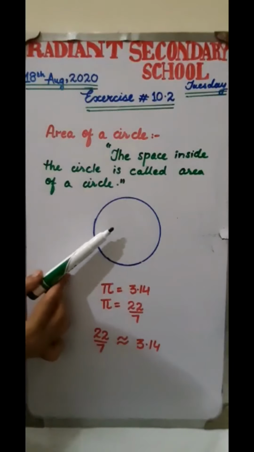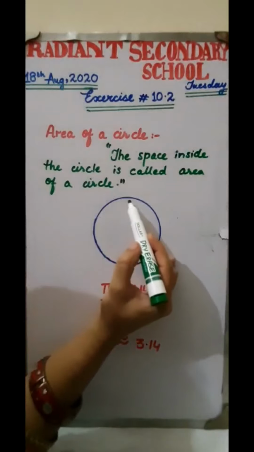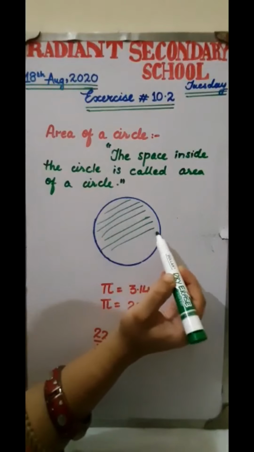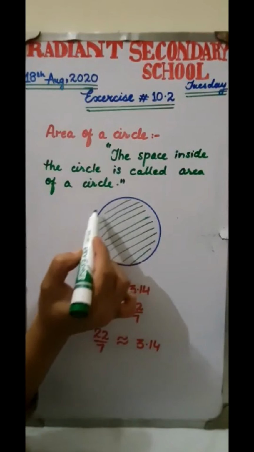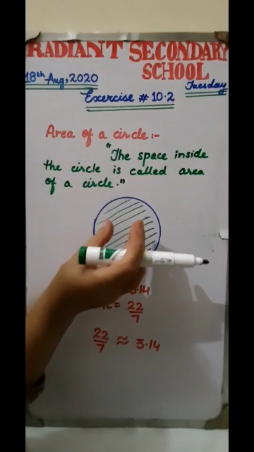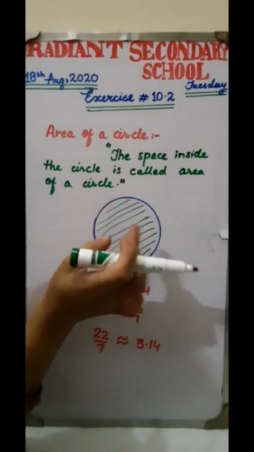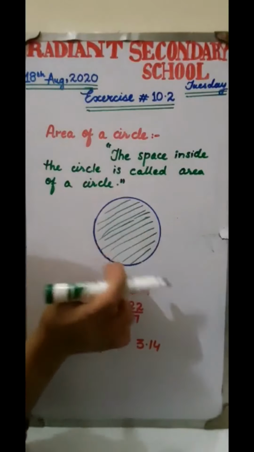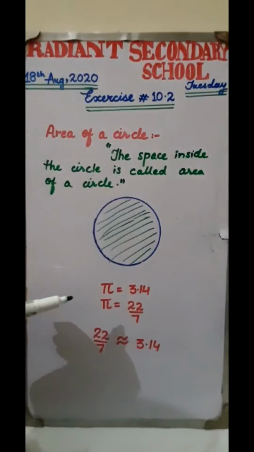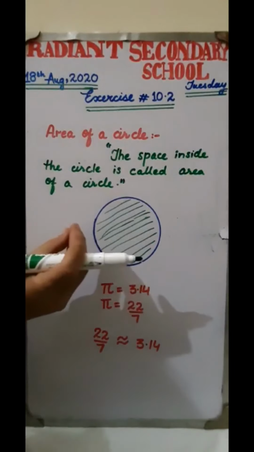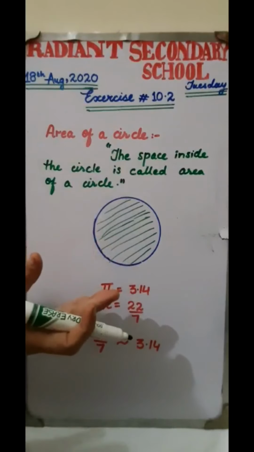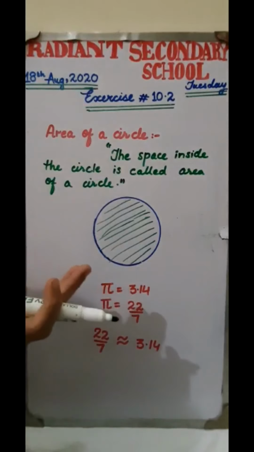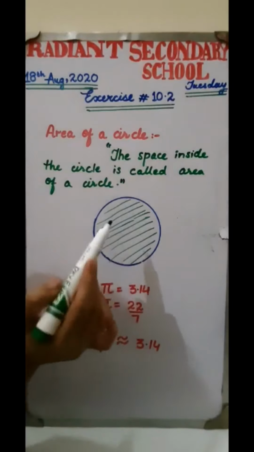Okay, look at this circle. If I am drawing these green lines inside this circle, inside this circular boundary, the space inside this circle is called the area of that circle. So area is actually the space inside the circle, or you can say the space inside it in any shape. Any shape is there, so we will call this the area of that shape.